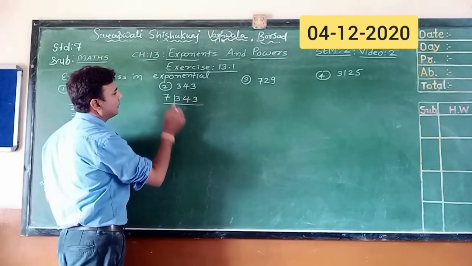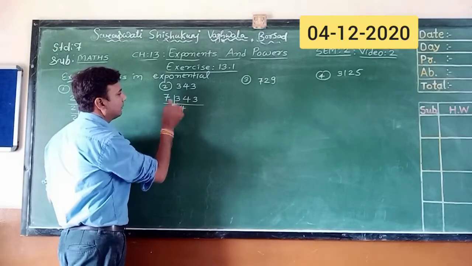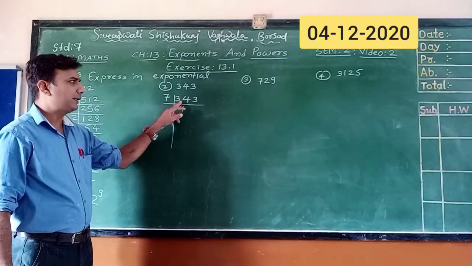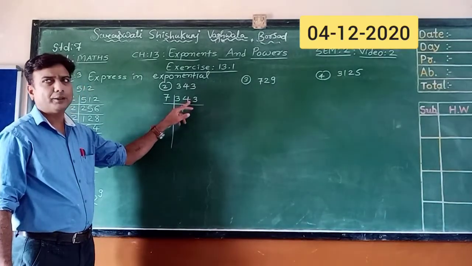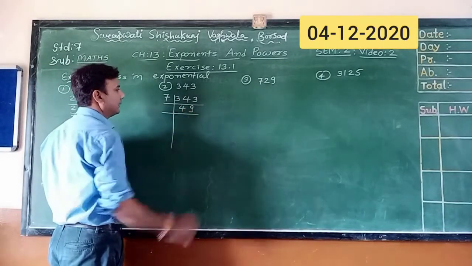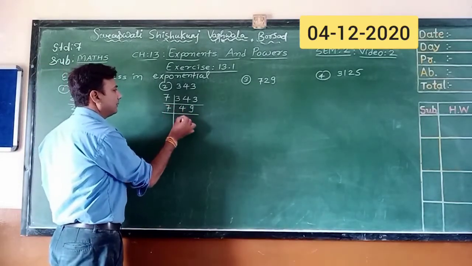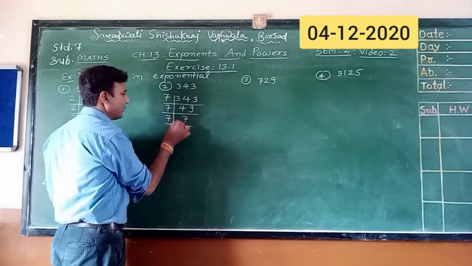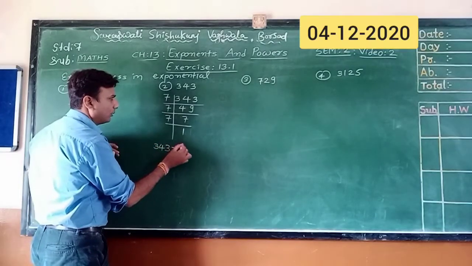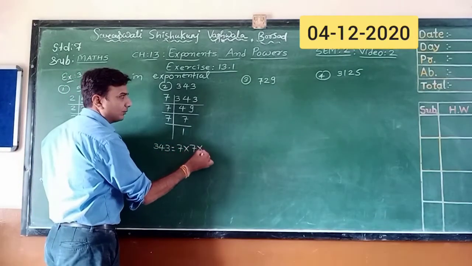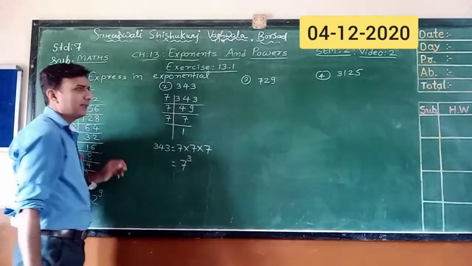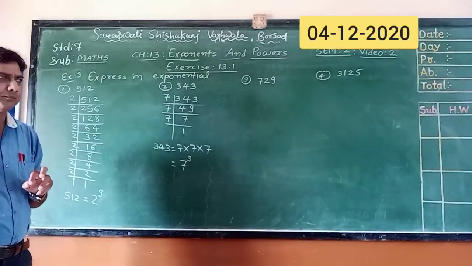7 fours are 28, 34 minus 28 is 6. That 6 we have to put here, so it will become 63. 7 nines are 63. 7 ones are 7. So 343 equals 7 into 7 into 7. 7 came here 3 times, so we can write 7 raised to 3. Is it clear?